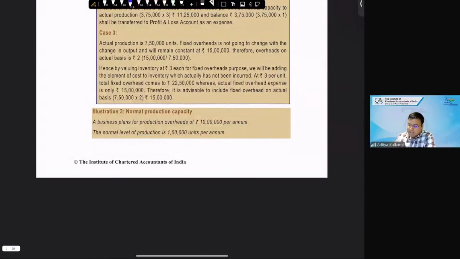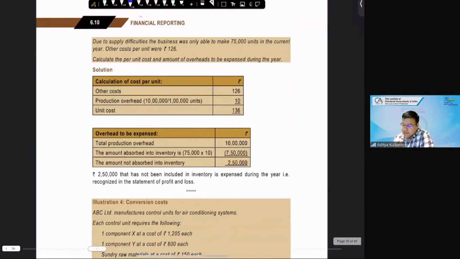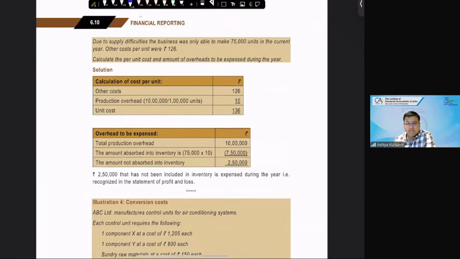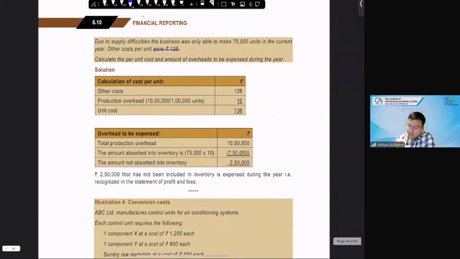Now, a business plans for production overheads of 10 lakh per annum. Normal level of production is 1 lakh units per annum. Due to supply difficulties, the business was only able to make 75,000 in the current year. Calculate the cost per unit. Other cost per unit 126.